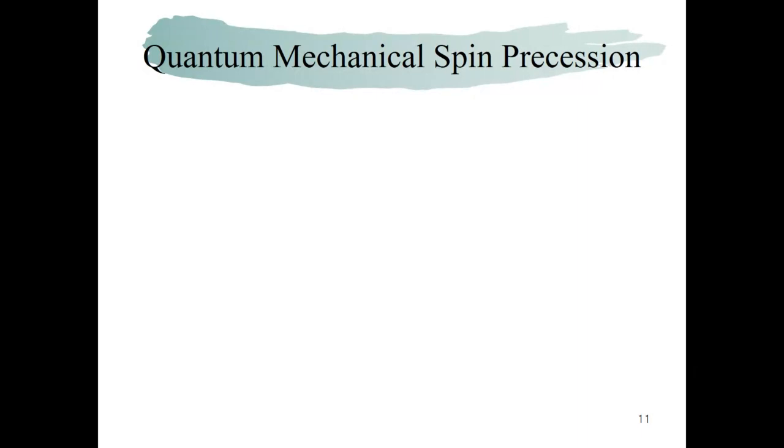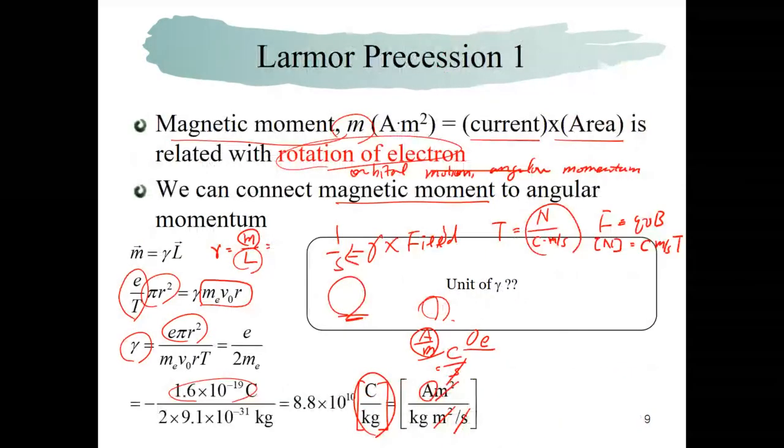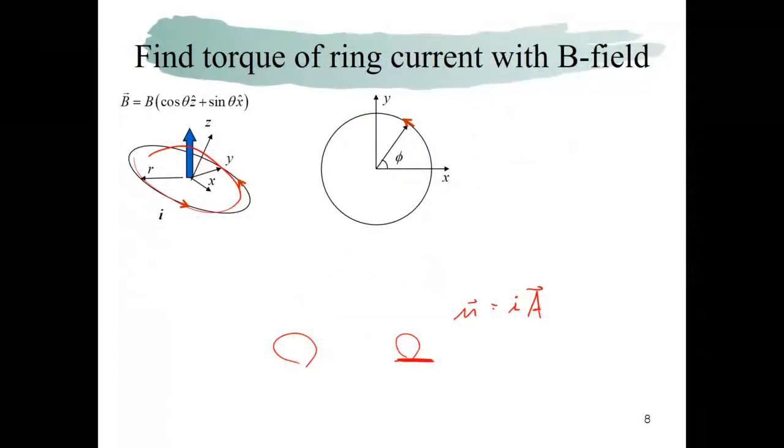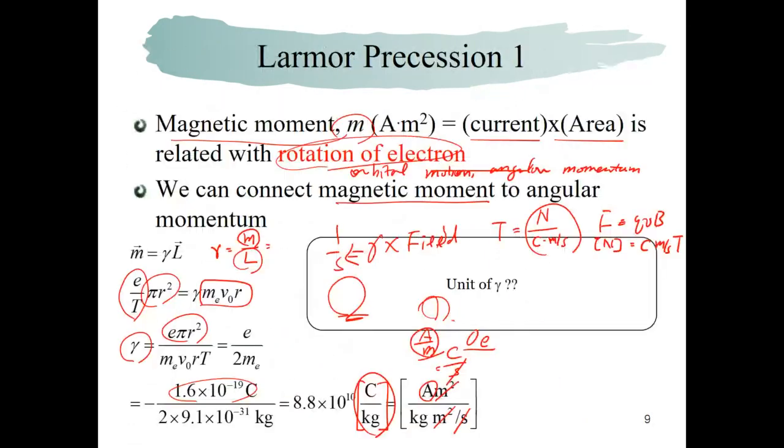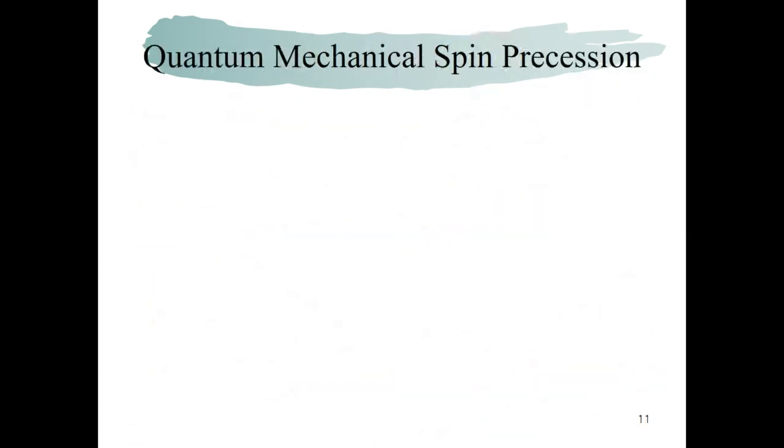Okay, so then classically we already learned about that. There's some kind of a precession with the external magnetic field. If you have a magnetic moment, it has a precession motion. This is purely classical. Let's think about quantum mechanics.